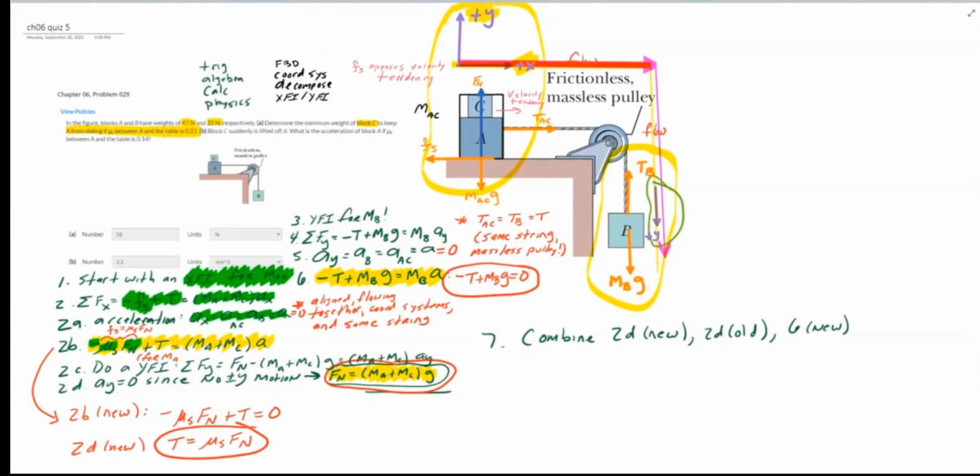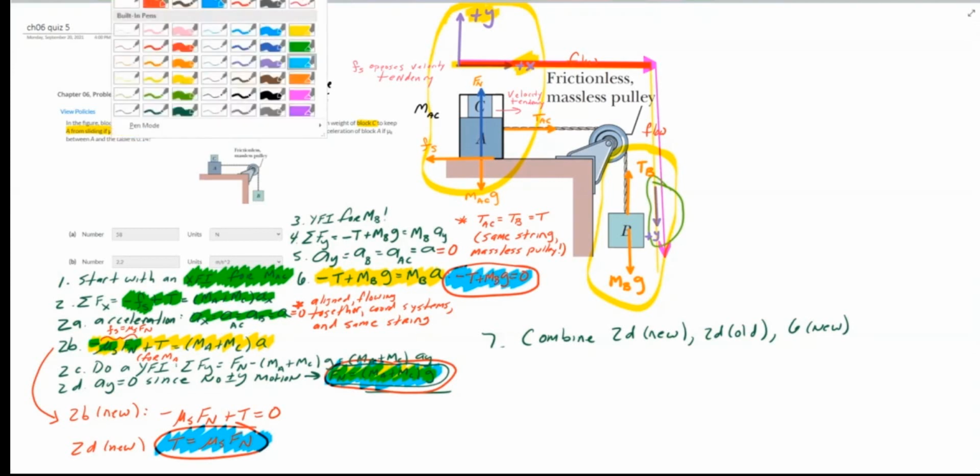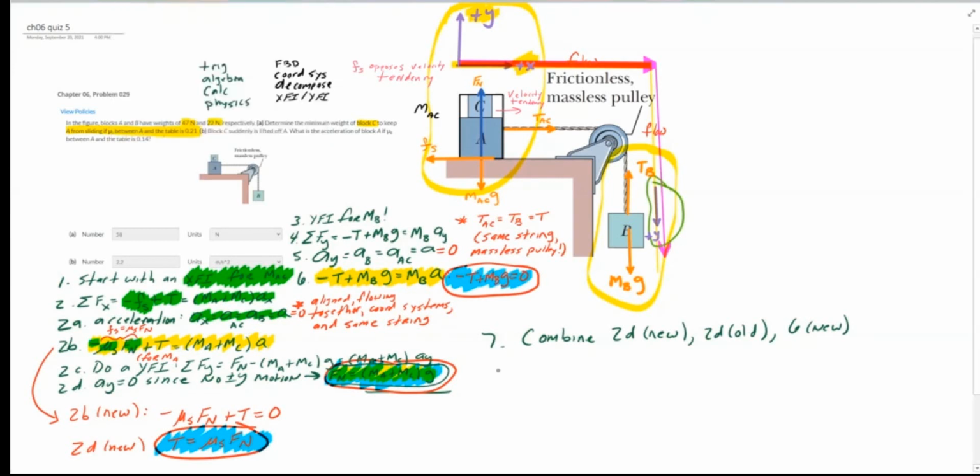I'm going to combine this. I'm going to combine this. And I'm going to combine this to get MC somehow. I don't need to solve for acceleration because I know acceleration is there. So you're right, Lewis, you are right.